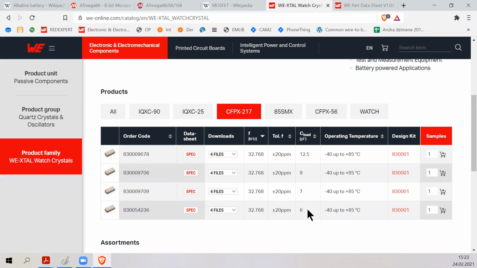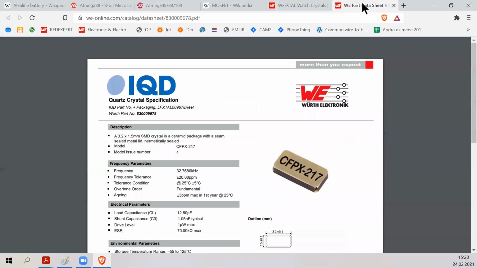Smaller capacitance means that it will use less energy because you need to charge and discharge smaller capacitance, so less charge is wasted. But not all microcontrollers support these lower values. Lower capacitance means higher frequency, so you have to take it into account. So this 12.5 is the most popular.